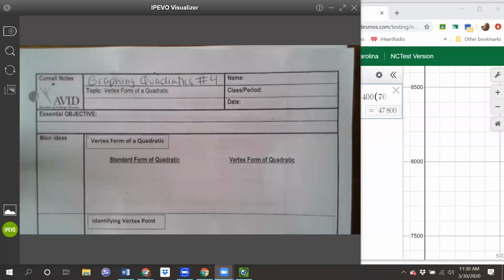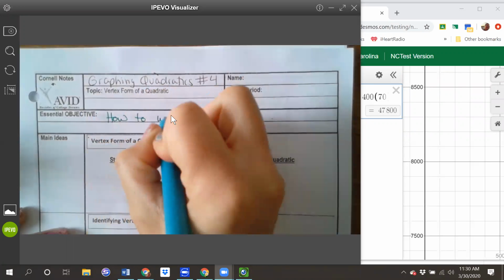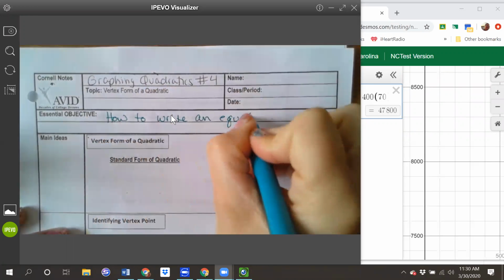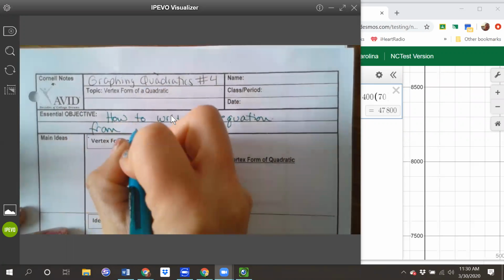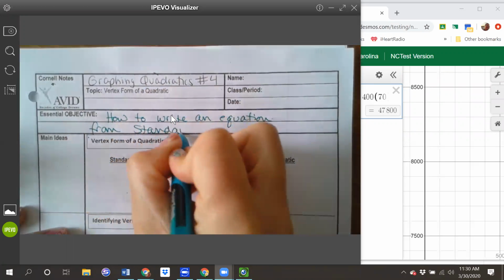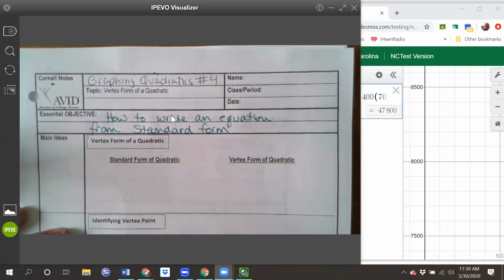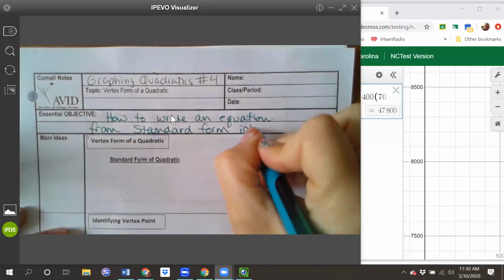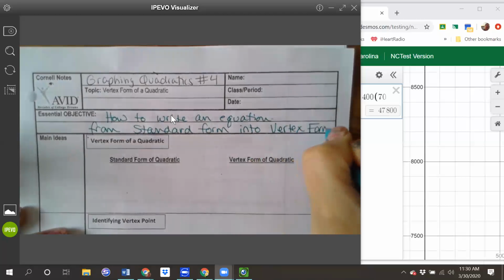Welcome to Graphing Quadratics number 4, where our objective for the day is to learn how to write an equation from standard form, which is the form that we are used to. So we're going to learn how to convert an equation from standard form into a new form, which is called vertex form.